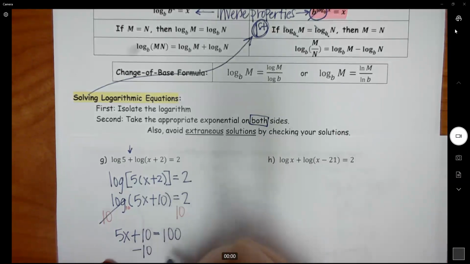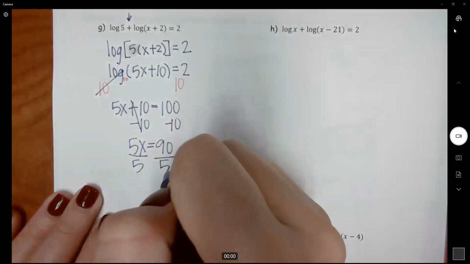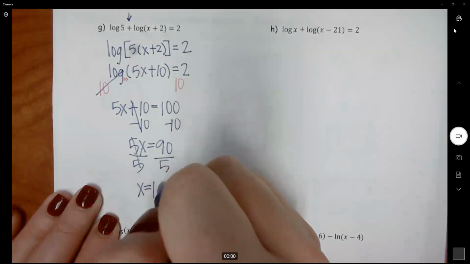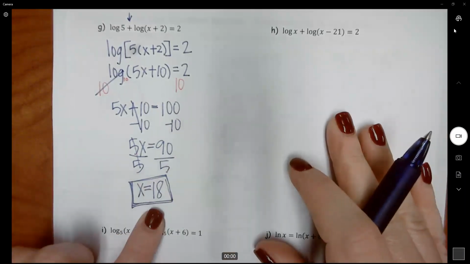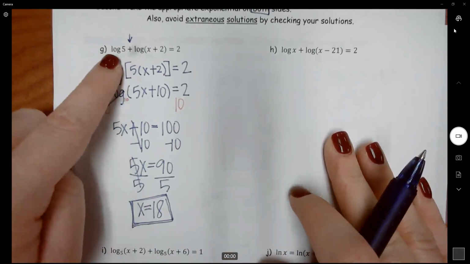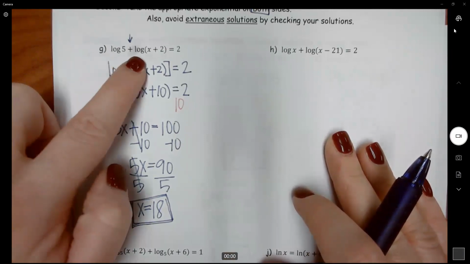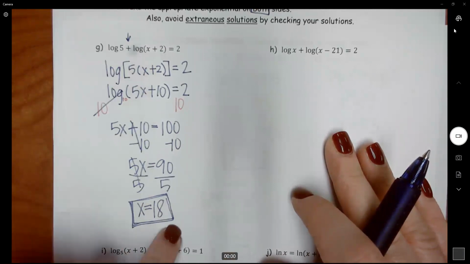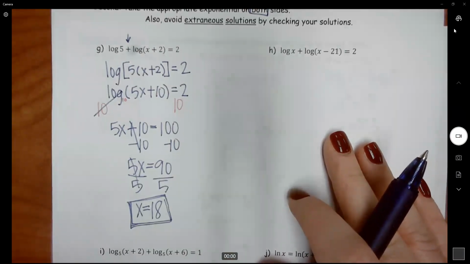So now just solve. We'll subtract our 10, and divide by 5. And I went ahead and boxed it, but I shouldn't have yet because I did need to check it. There's nothing to check with this one because it doesn't have an exponent. Log of 5 is a number. But when you plug it in here, you've got 18 plus 2, so you get log of 20, and that's positive. That's okay.